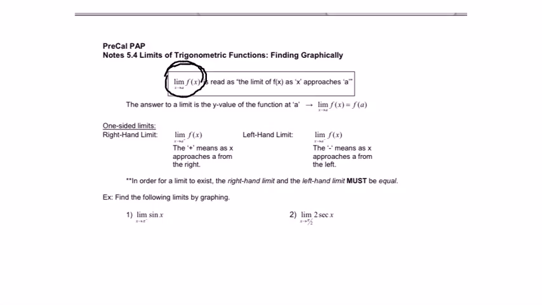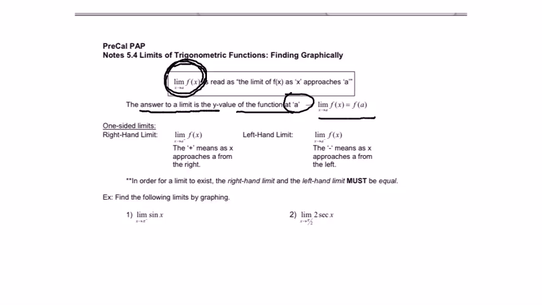This is basically giving you directions on what to do, what function to use, and what x value to head towards. So the answer, this is really important for you to remember, the answer to a limit is the y value of the function at a. Okay, if you can remember that, we're pretty good to go. The answer to a limit is the y value of the function at a. So the limit as x approaches a of f of x equals f of a.